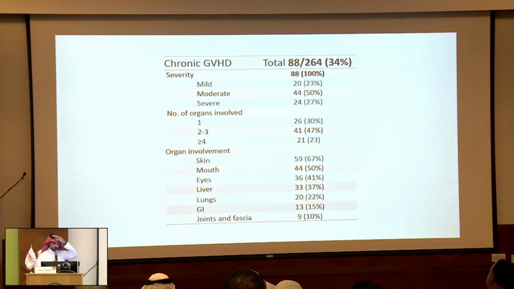The most common organ involved was skin, followed by mouth, eyes, liver at 37%. Lungs, we identified like 20 patients with lung GVHD, and they constitute around 22% of our patients. Fascia and joint was the least at 10%.